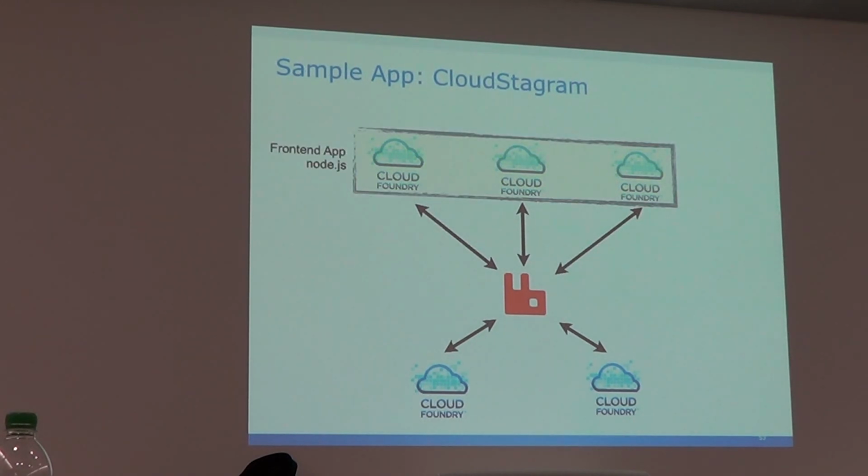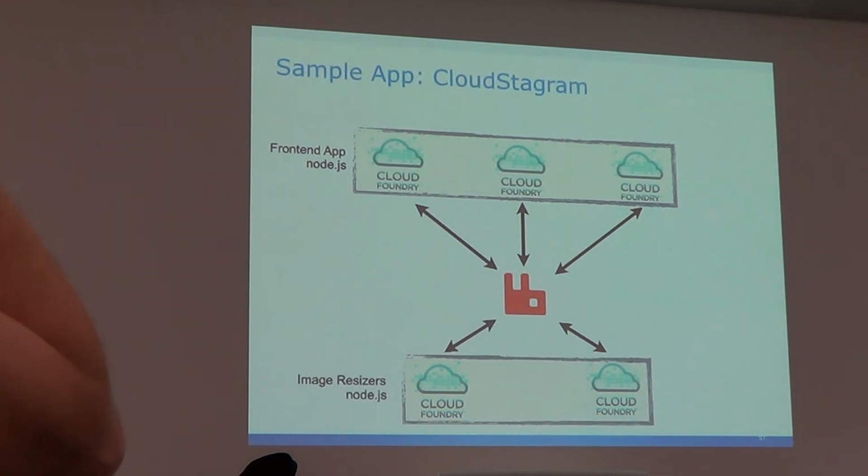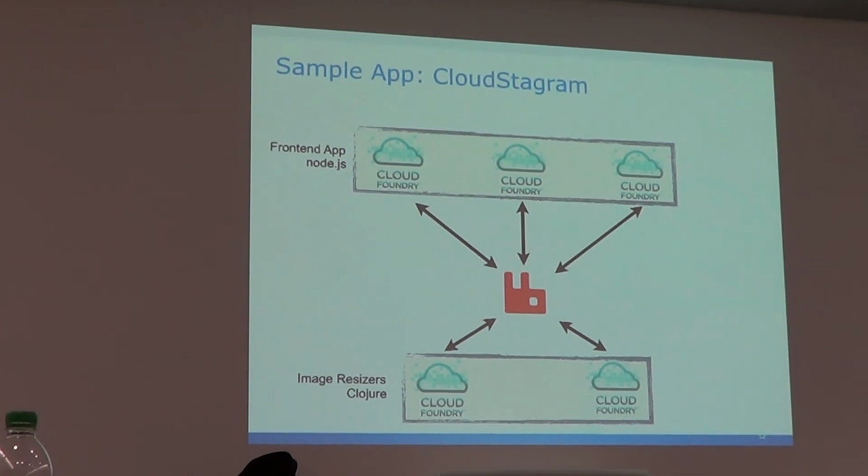The front end is written in Node.js, and the backend, these image resizers, are also in Node. But later, because I heard on Hacker News that you should use Clojure, I changed to Clojure, and that's also for free because I was using Rabbit. Of course, I didn't do Hacker News oriented development. I wanted to use Clojure.